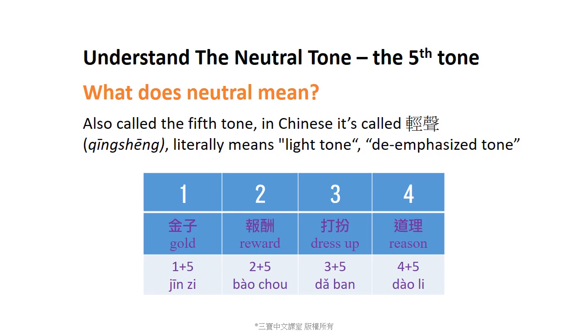Let's have a taste by speaking the examples on the slide. Let's start from the first one. 金子, 金子 means gold. So the second syllable 子 is very short and light. So your stress is on 金. The second one, 报酬. So the 酬 is very light, quick.